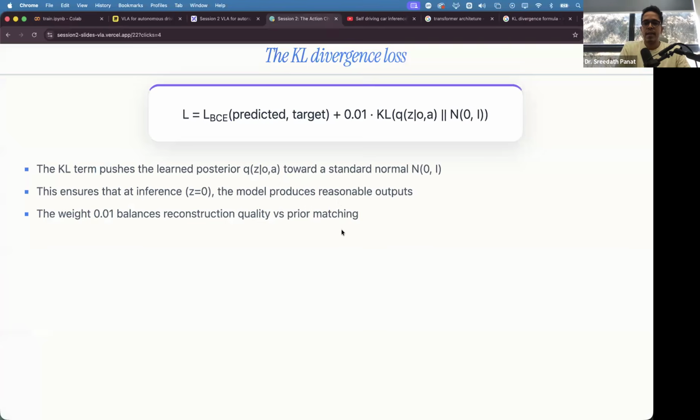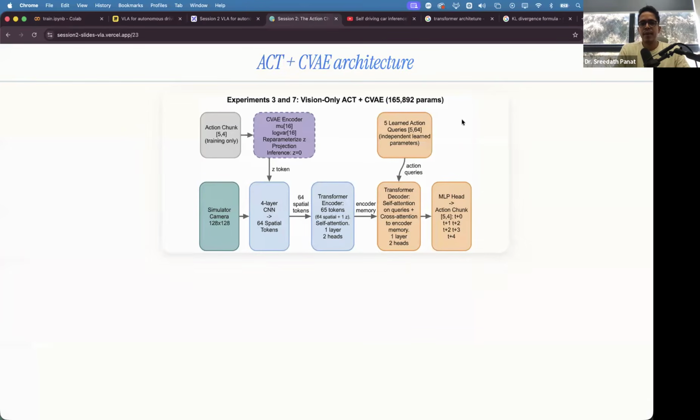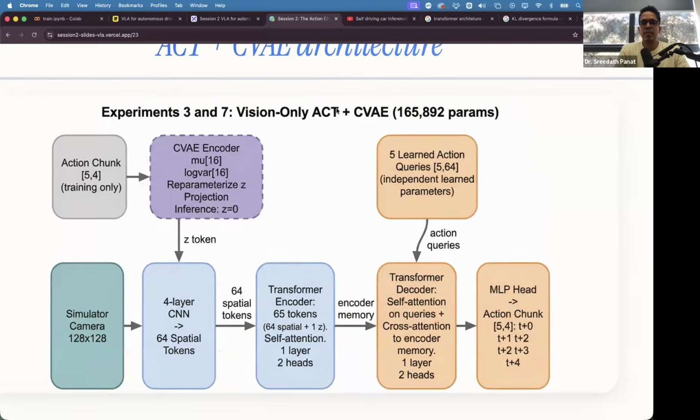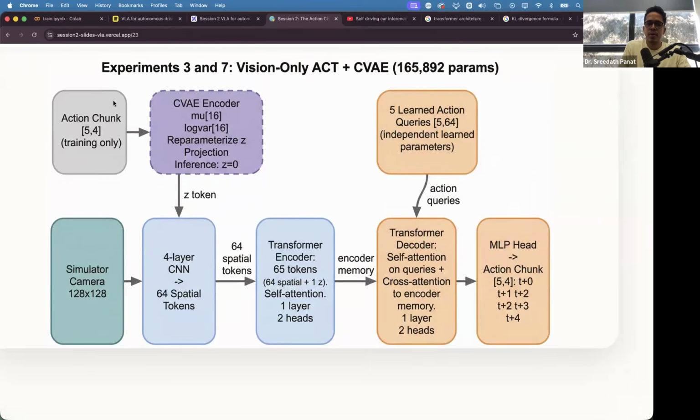Okay, so now let's see how to add language. Now, if we have vision only, vision only action chunking transformer with conditional variational autoencoder, this is the simple architecture. I already showed this to you.